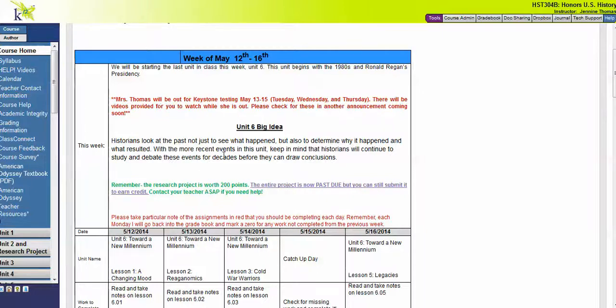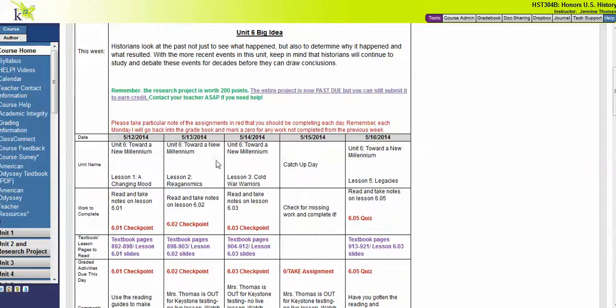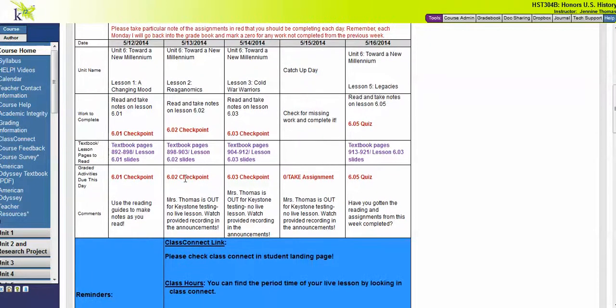independently today. You guys are in Unit 6 of the U.S. History course, and today's lesson is in Unit 6, Towards a New Millennium, Lesson 2, Reaganomics. You will be using this recording to guide you through the lesson. Textbook pages 898 to 903 are what you will be focusing on in the textbook, as well as the lesson slides. You do have a checkpoint activity as your graded assignment for today.